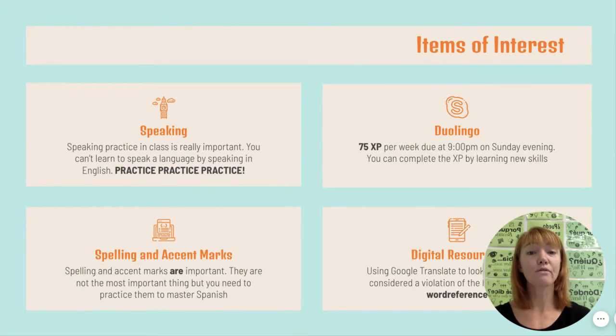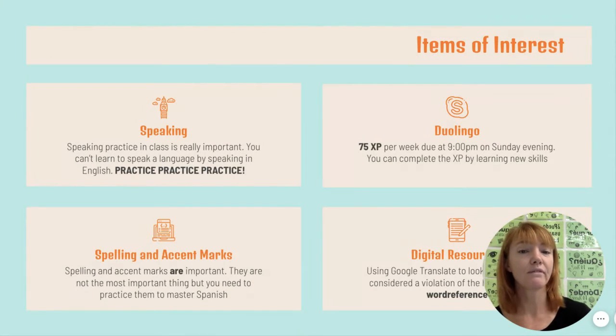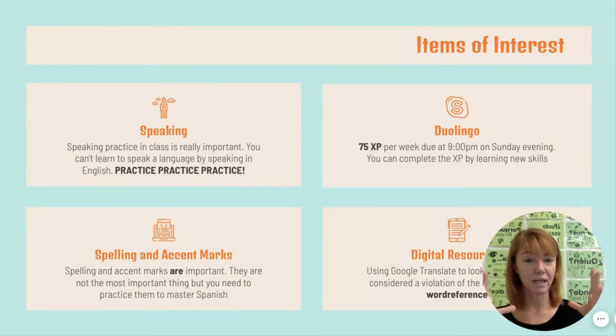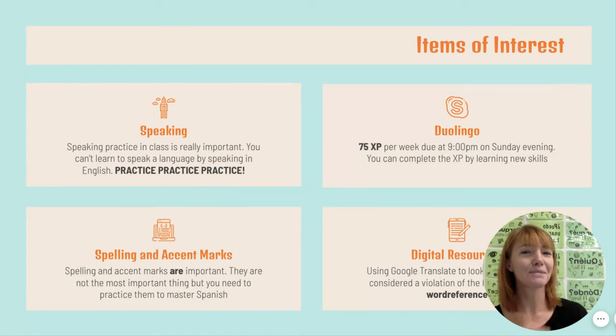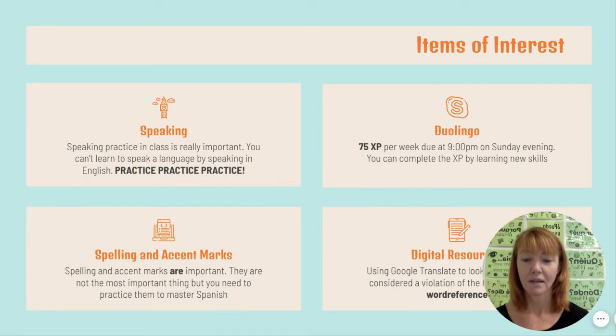Duolingo is due every week. You're going to practice it at your own pace. You have to complete 75 XP, which I'll explain more about in class when we have the app and we can see it together. But basically, they're points that you earn by learning new skills in the Duolingo app. And you have to be mindful that you're not just repeating the same lesson over and over again because it won't give you the points.